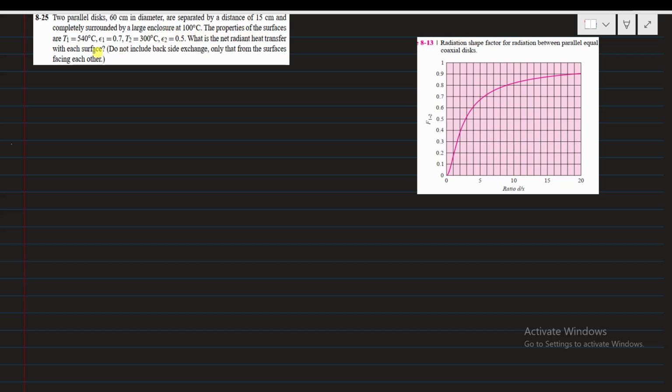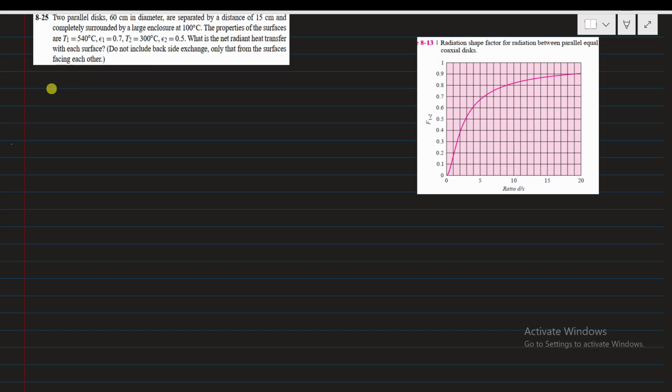Properties of the surfaces are T1, T2, and the emissivity of the plate surfaces T1 and T2, and the emissivity of the enclosure is 0.5. What is the net radiant heat transfer with each surface? Okay, so let me write the given data.